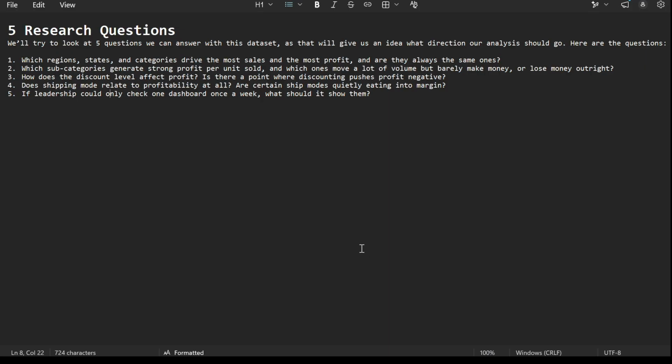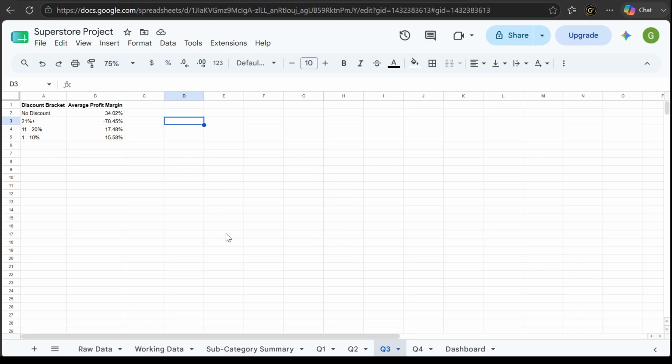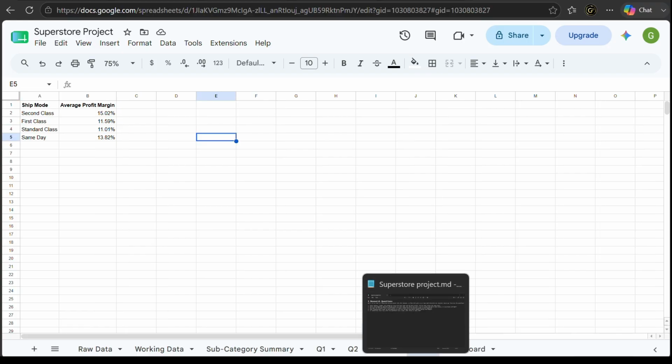The third question was how does discount level affect profit? Is there a point where discounting pushes profit to become negative? We can see that higher discounts actually led to negative profits. From above 21% discount, you had negative profit.